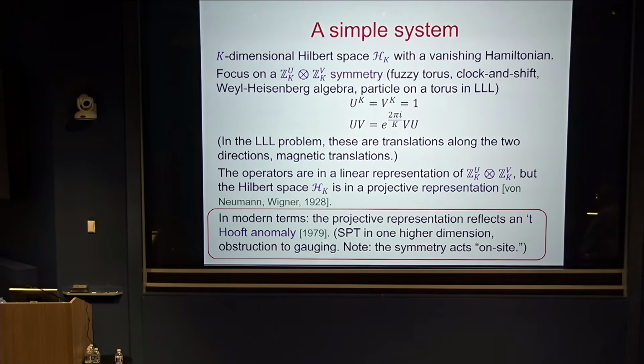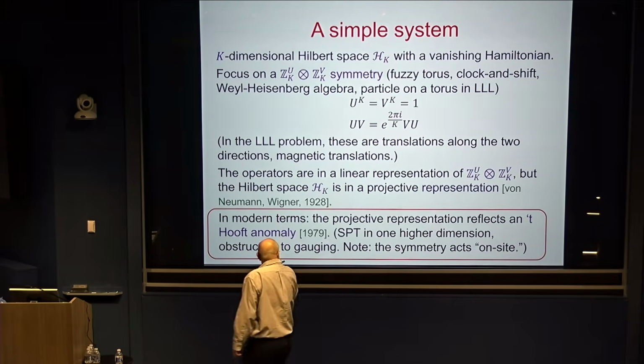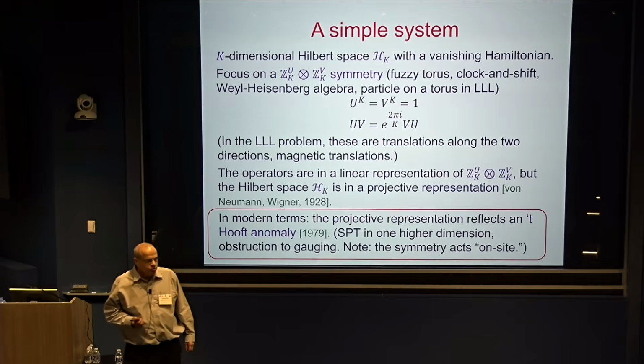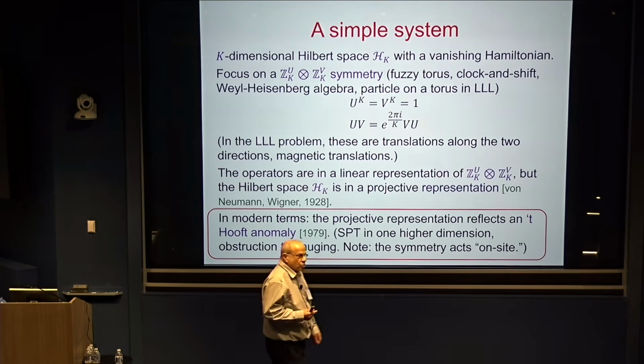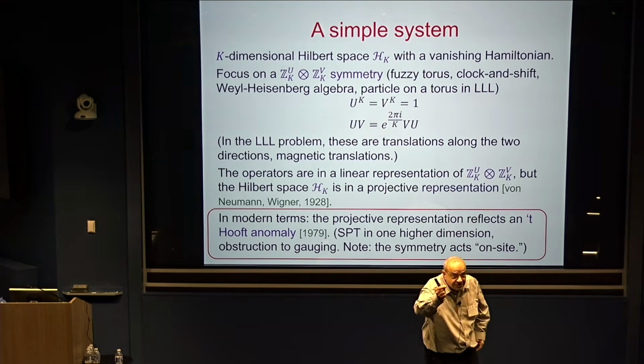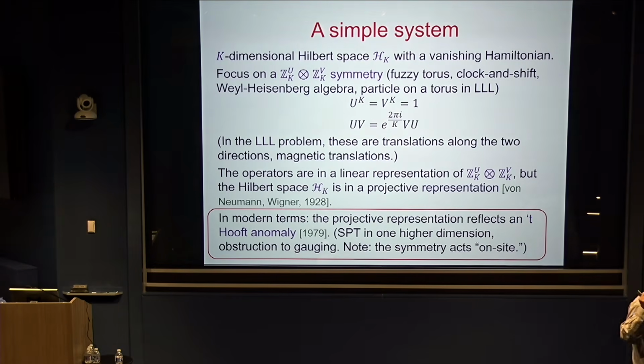It's really a property of the quantum system, of the symmetry in the quantum theory. And it's related to SPT in higher dimensions. Some people would say it's obstruction to gauging. And some people like to think about symmetries, whether it's on-site or not on-site, or whether it is on-sitable. This is on-site. I have only one site with a k-dimensional Hilbert space. This is on-site. The symmetry is there.